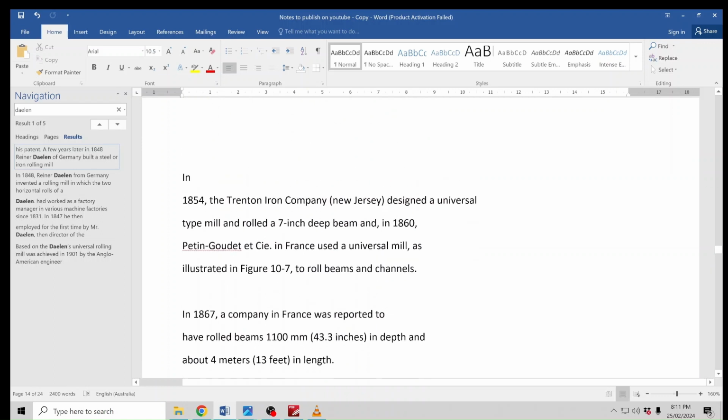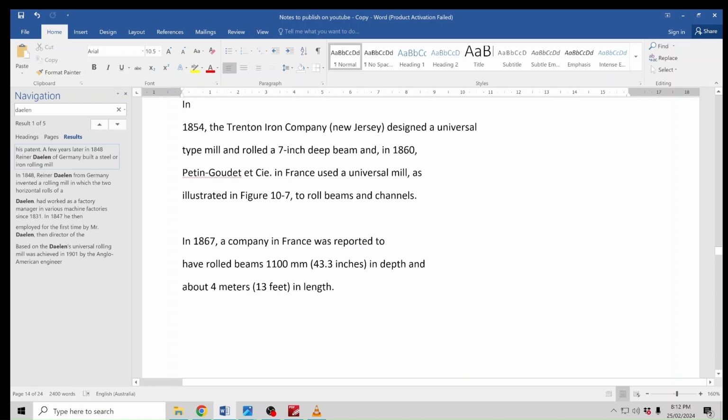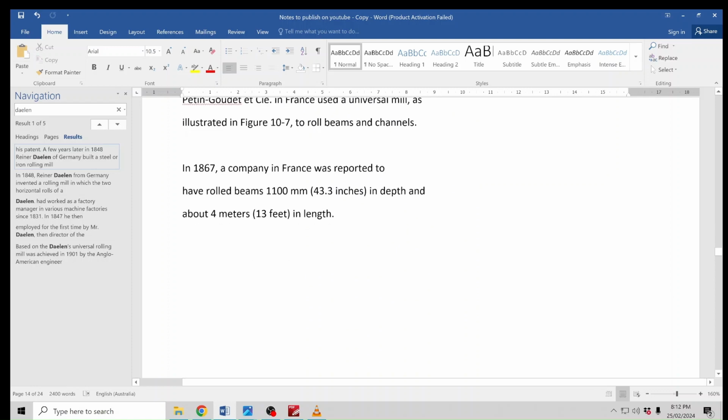Also, I should mention I did find some information on the Trenton Iron Company in New Jersey. Apparently designed a universal type mill. I couldn't really find much more information about this, so if you know something, please let me know.